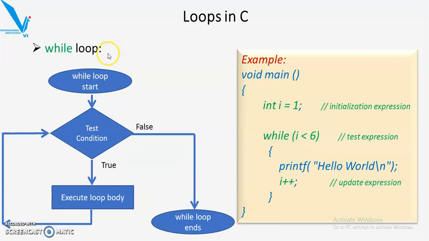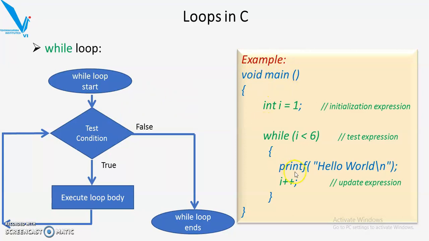Next is the while loop. While studying the for loop, we have seen that the number of iterations is known beforehand, that is, the number of times the body is going to run. Now the while loop is used in the situation where we don't know exactly how many times this loop is going to be executed. So here is an example of the while loop.